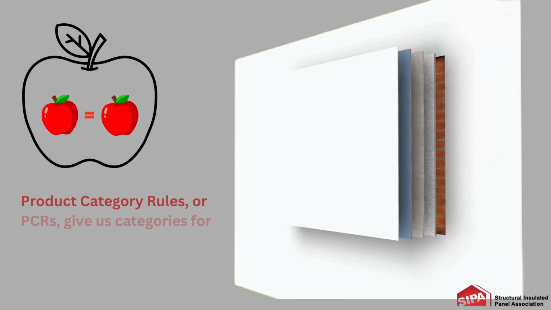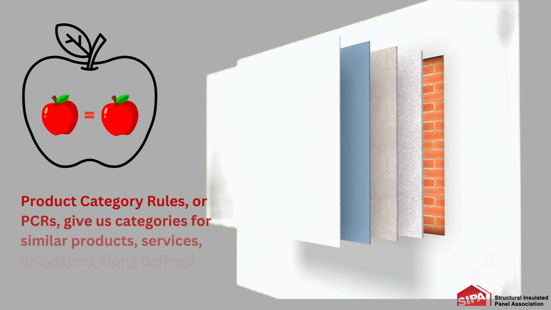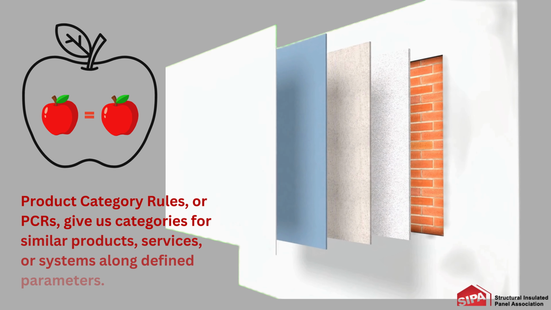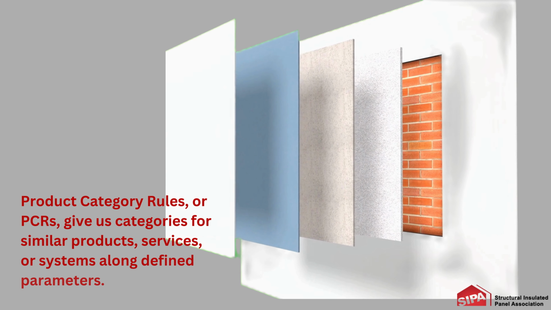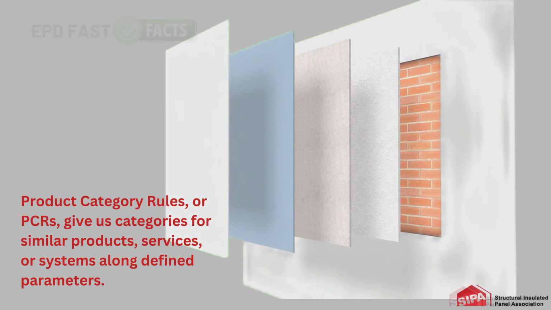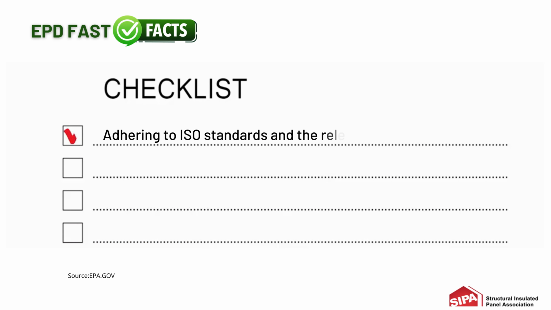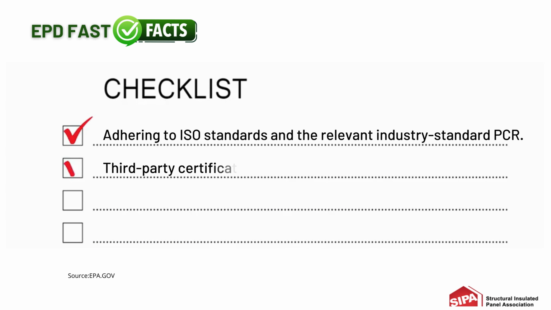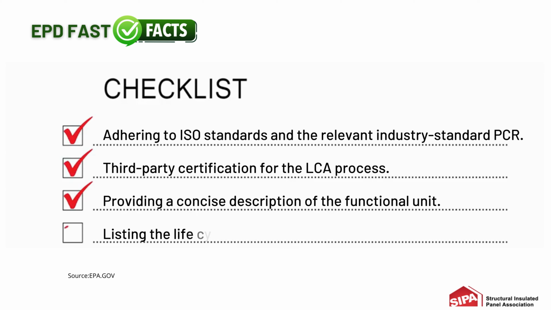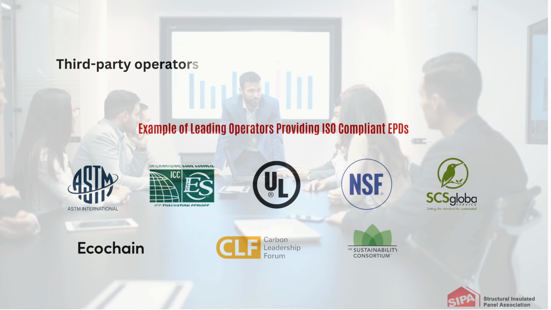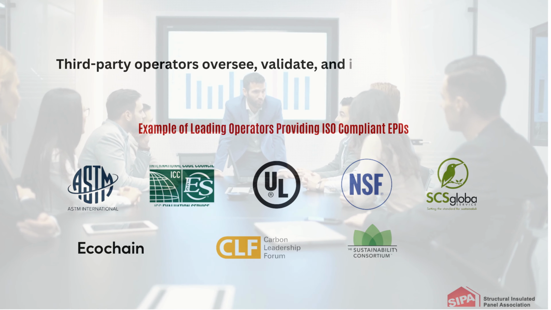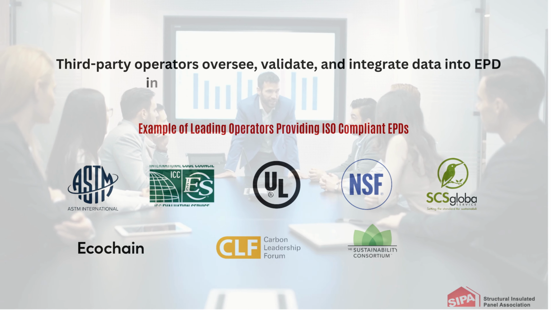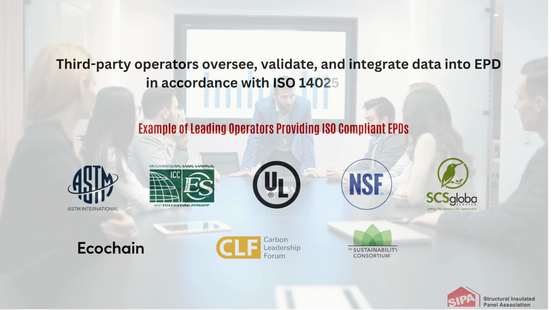Product category rules, or PCRs, give us categories for similar products, services, or systems along defined parameters. EPDs adhere to ISO standards, are third-party certified for LCA processes, provide a concise description of the functional unit, and list the life cycle stages included in the analysis. Here are a list of third-party operators that oversee, validate, and integrate data into the EPDs.